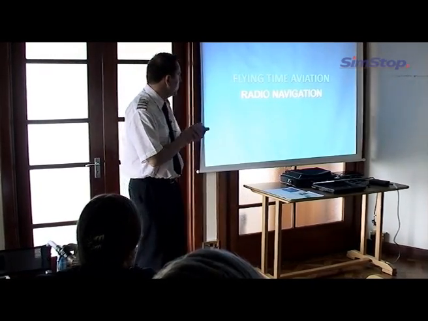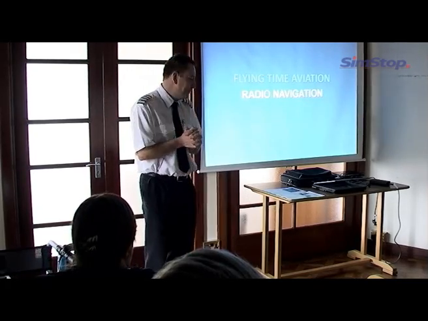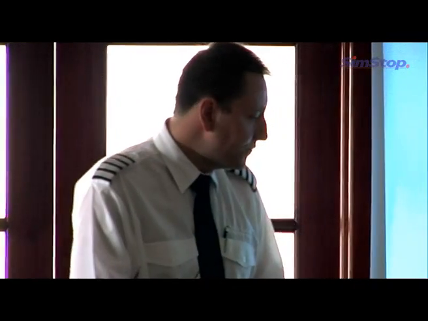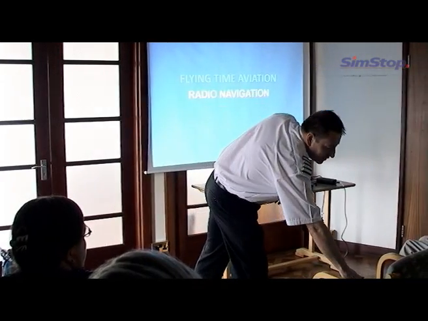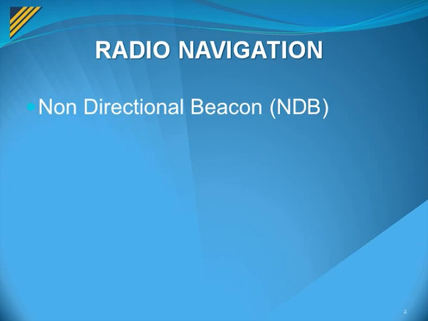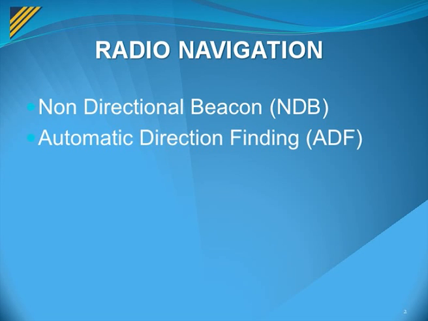So I'm going to talk to you about radio navigation, basic radio navigation. So next 30 minutes or so, we're going to look at basic radio navigation. And we're going to be looking at the following areas. The non-directional beacon, or NDB, that's the ground equipment. The airborne equipment allied to that is the automatic direction finder, or ADF.